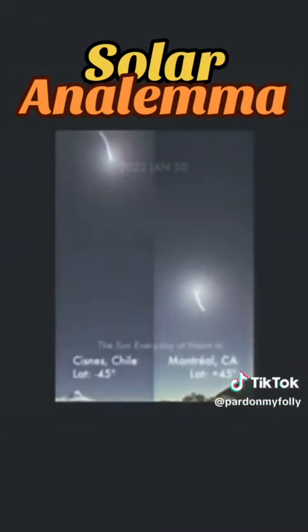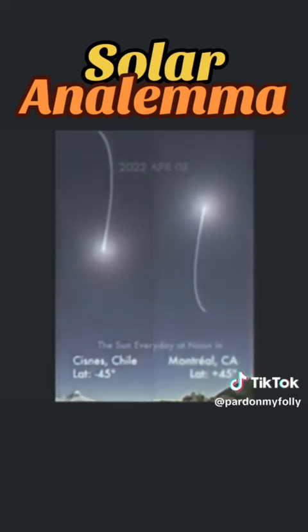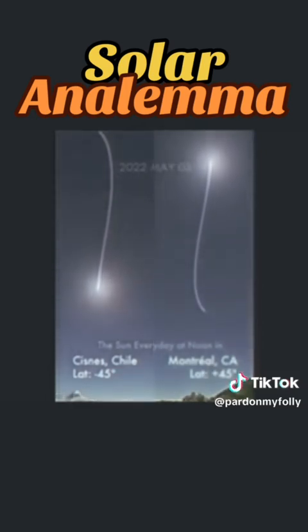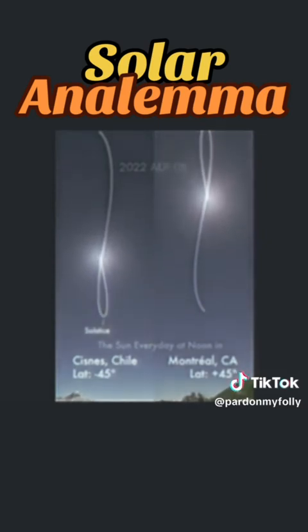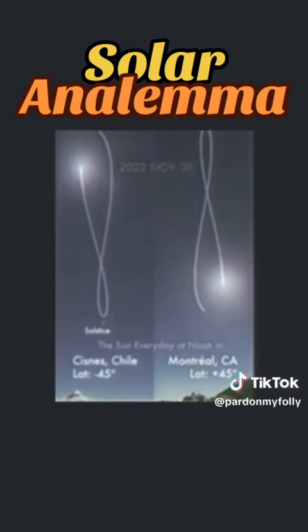Now, here's a video. On the right side, it's 45 degrees north in Montreal, Canada. On the left side, it's 45 degrees south in Chile. Both high points up here are the summer, and both of the low points where the sun is at are going to be the winter. Pay attention to the size of the loops correlated with the seasons.